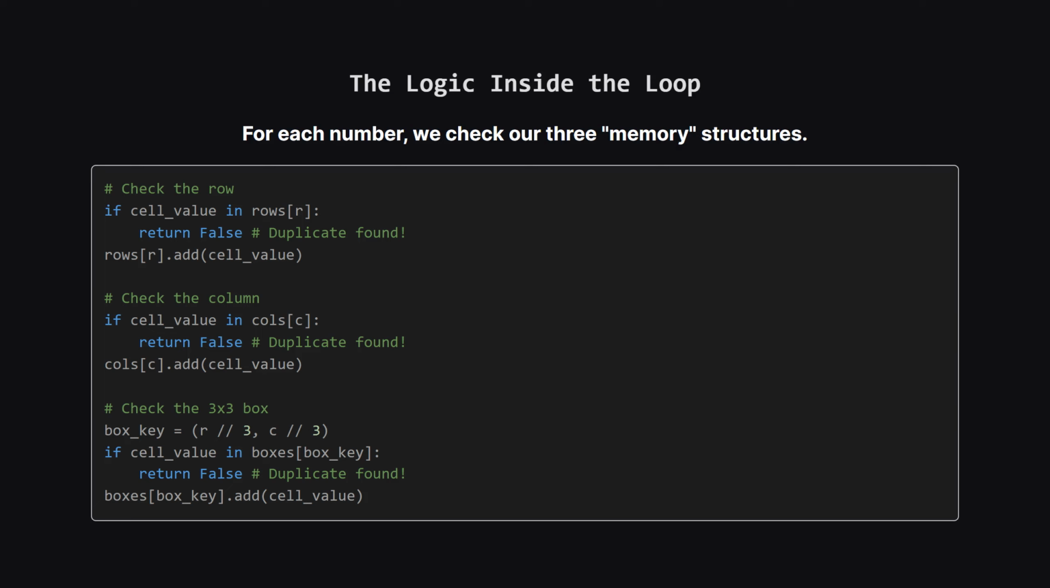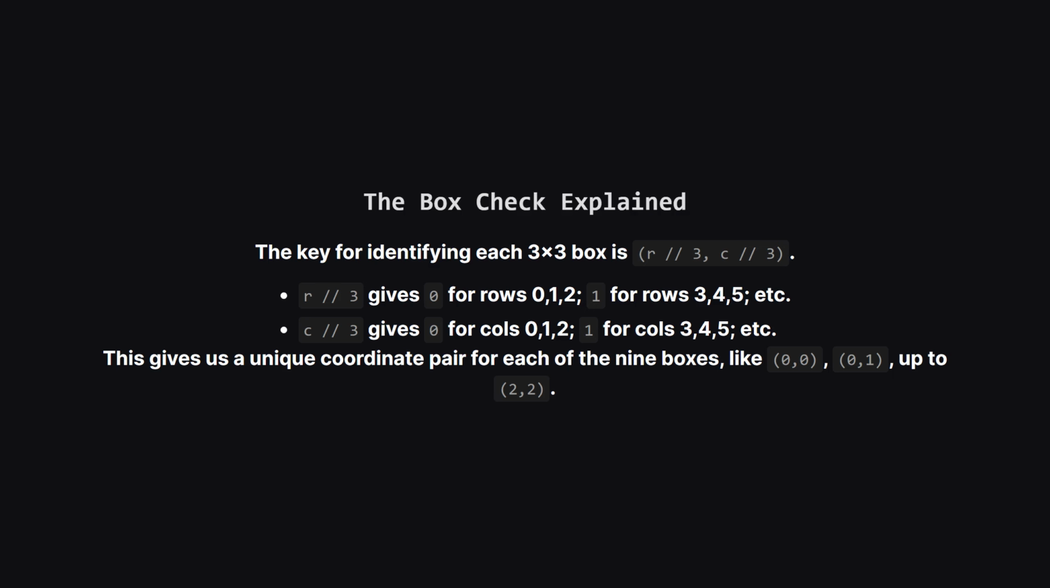If the cell does have a number, this is where the magic happens. First, we check if the number is already in the set for the current row, which we access with the key r. If it is, we've found a duplicate, and we can immediately say the board is invalid. If not, we add the number to the set for that row. Then, we do the exact same thing for the current column, using the key c. Finally, we check the box.